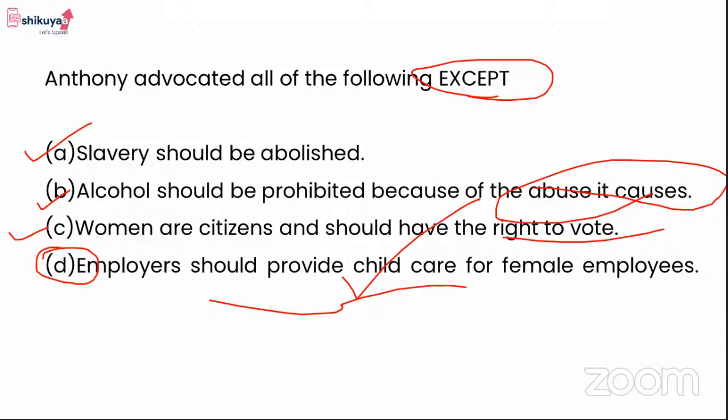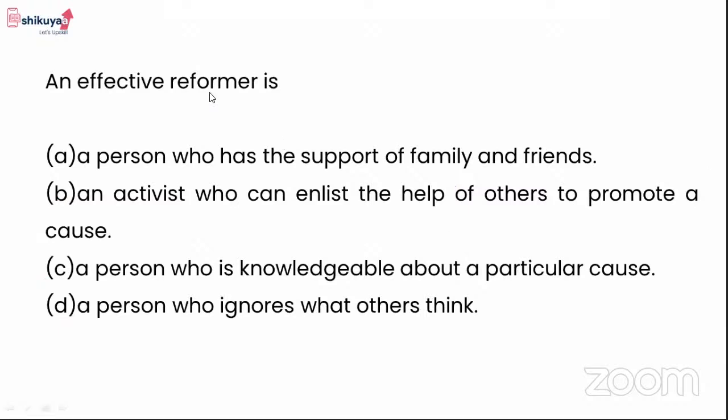See, easier. Now, who is an effective reformer? A person who has the support of family and friends. Could that be an effective reformer? An activist who can enlist the help of others to promote a cause. A person who is knowledgeable about a particular cause, would he be an effective reformer? A person who ignores other things, can it be a reformer? That is obviously not, so it is eliminated. A person who is knowledgeable about a particular cause can only be an effective reformer? Not at all. A person who has the support of family and friends can only be an effective reformer? No. The one who enlists the help of others to promote a cause, that's an effective reformer.